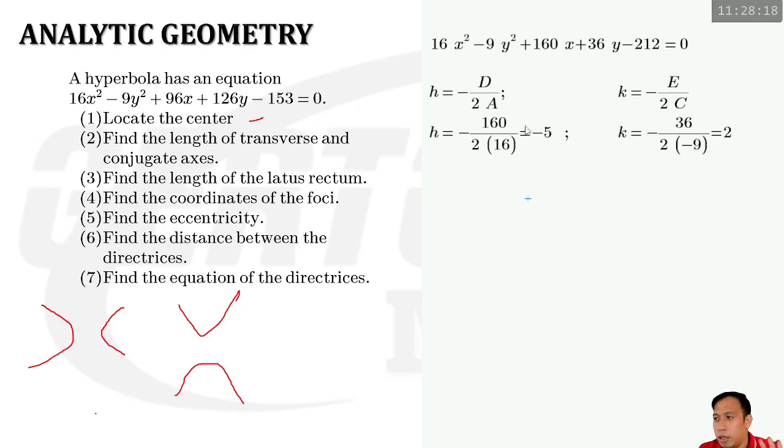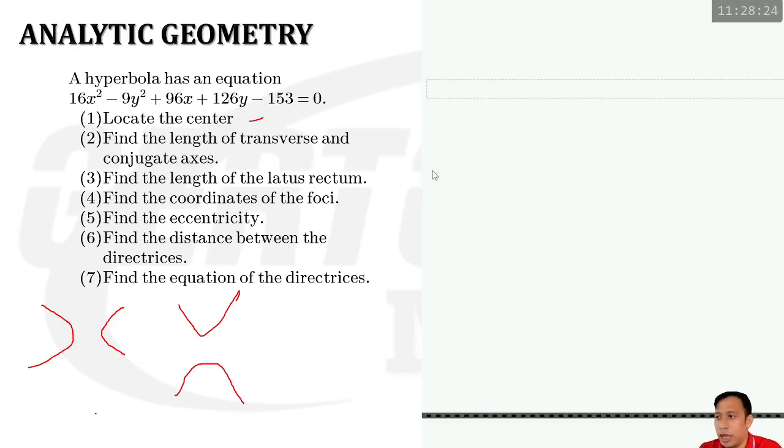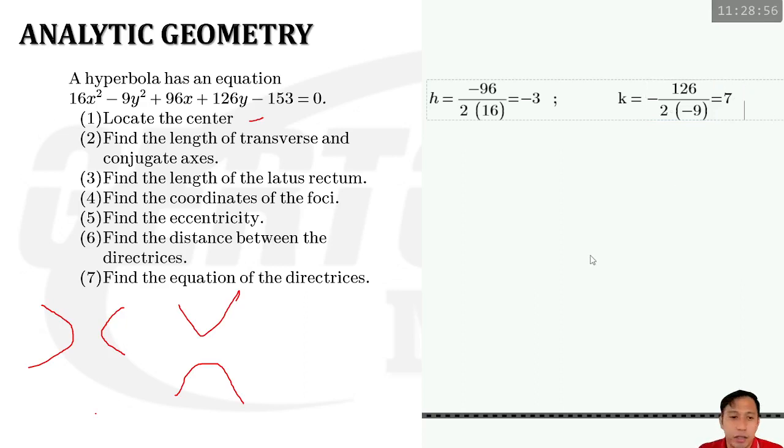After I got the location of the center, H, K, no? H is equal to negative of 96 over twice of 16. That's negative 3, no? And yung K naman is equal to negative of 126 over twice of negative 9. So evaluating that, it's 7. Now, the center is at negative 3, 7.